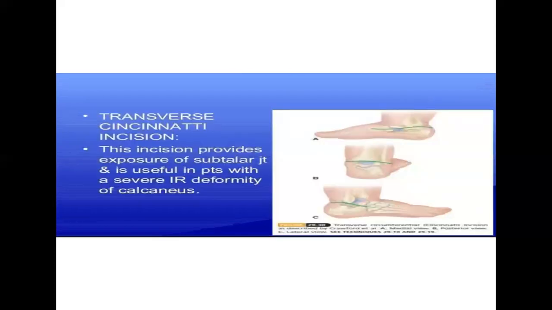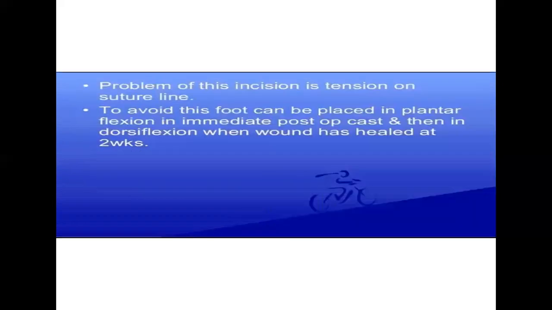Transverse Cincinnati incision. This incision provides exposure of the subtalar joint and is useful in patients with severe internal rotation deformity of the calcaneus. The problem with this incision is tension on the suture line. To avoid this, the foot can be placed in plantar flexion in the immediate postoperative cast and then in dorsiflexion when the wound has healed at 2 weeks.